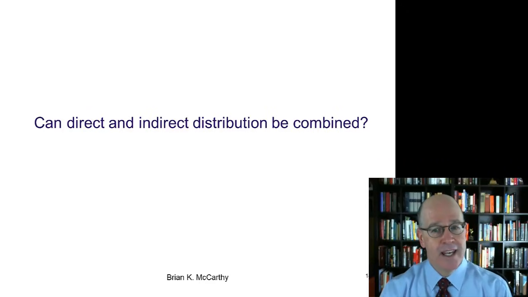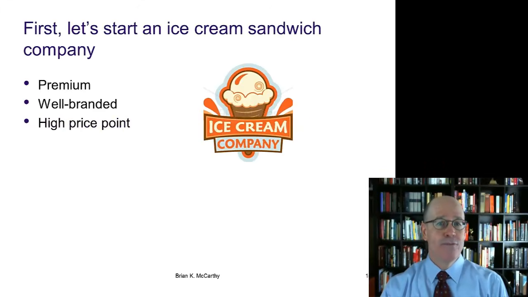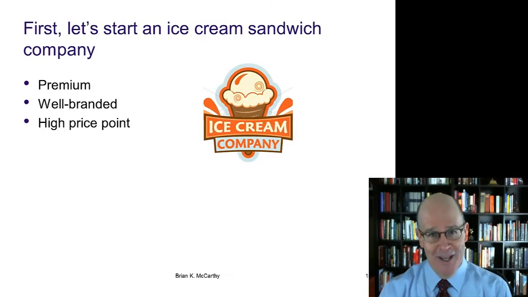Can direct and indirect distribution be combined? The answer is yes, and we'll talk about how in just a moment. But first, why don't you and I start an ice cream sandwich company? Let's go to market with premium high-end ice cream, high quality, rich cookies around them, with a well-branded product at a pretty high price point.